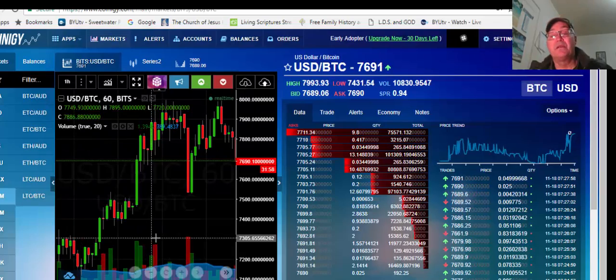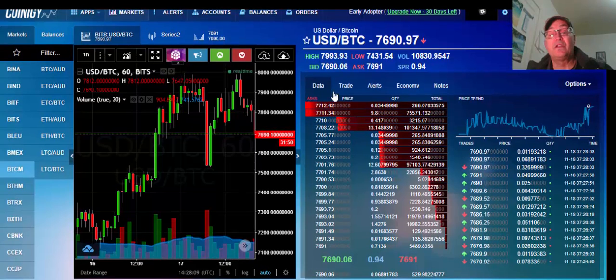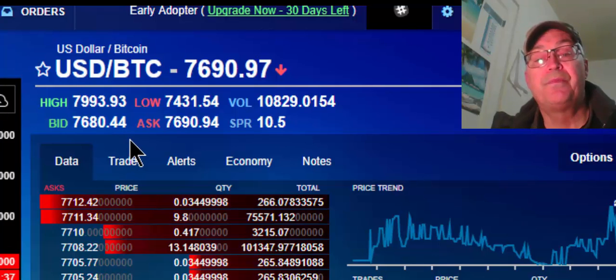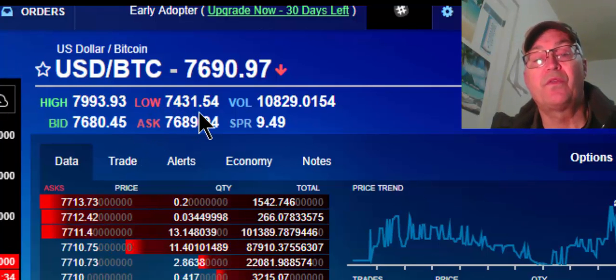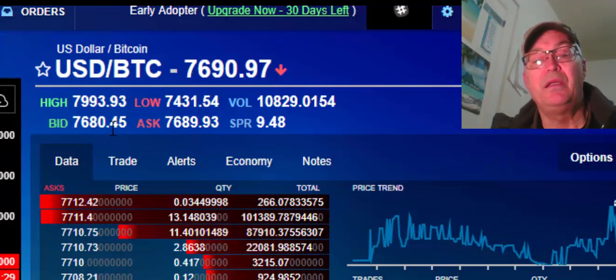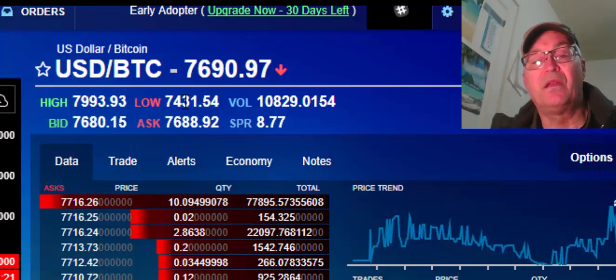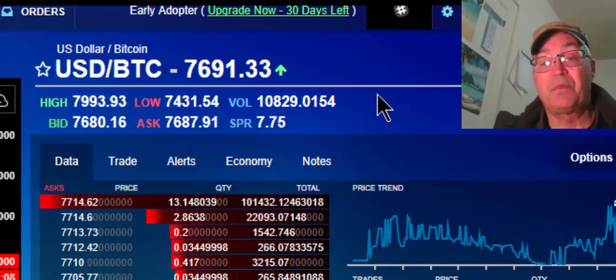I'm going to go back to this, move this down a bit. You can see the trades, the alerts, the economy, the notes, see the volume, the high here, 7993, and the low, 7431. This is what was being asked. This is what's being bid. This bid is below the high, of course. And what is asked is above the low. Here's the volume of it. And this is BTC Bitcoin.